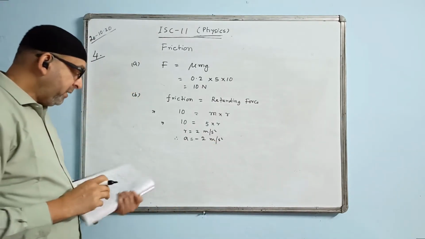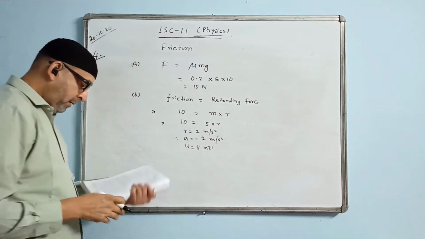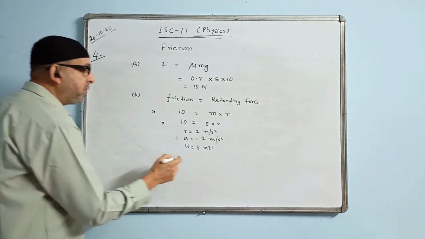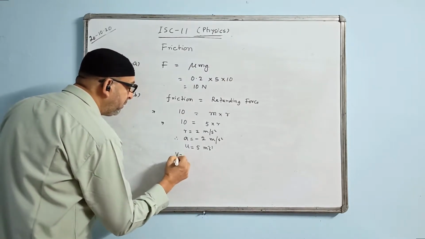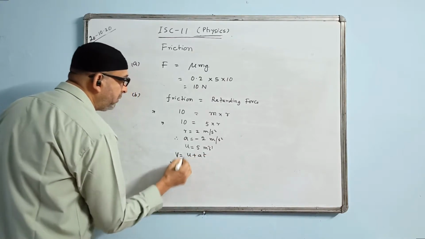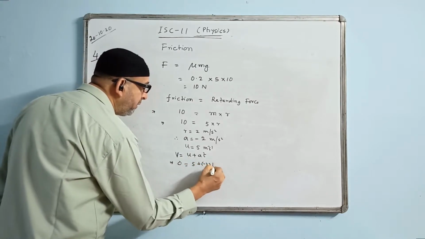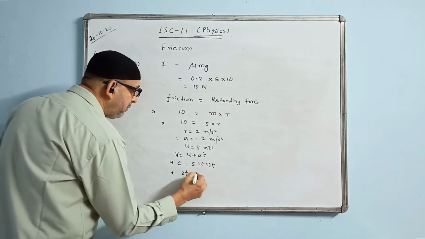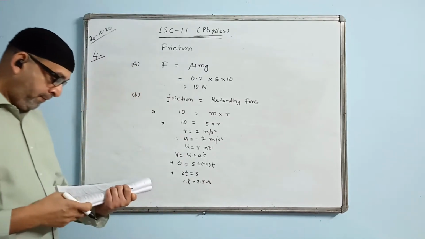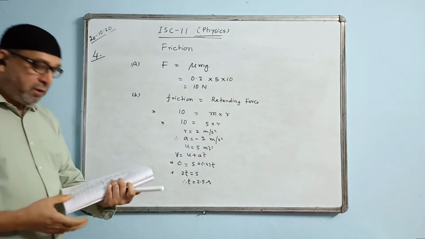And the initial velocity is given 5. U is equal to 5 meter per second. How soon will the body come to rest? You have to find the time when the final velocity is 0. You can use the formula v is equal to u plus at. V is 0 because the body is stopping. U is 5. A value is minus 2 into t. 2t is equal to 5. Therefore, t value is coming 2.5 seconds. That is the answer. This is the solution for question number 4.